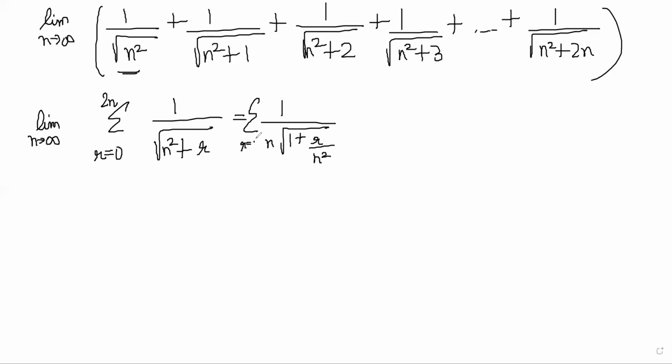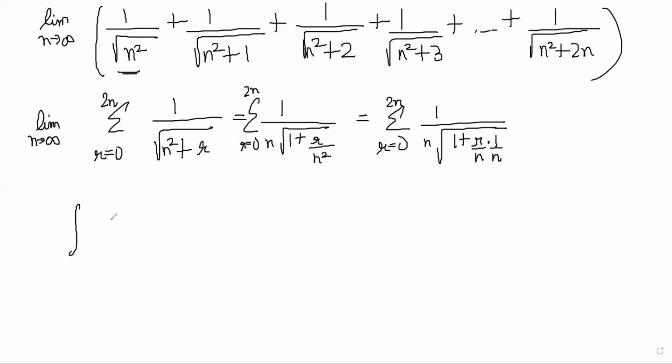Summation r goes from 0 to 2n. So that is basically summation of r goes from 0 to 2n, 1 by n root over 1 plus r by n, into 1 by n. Okay. I'm just going to try something and see what is coming.